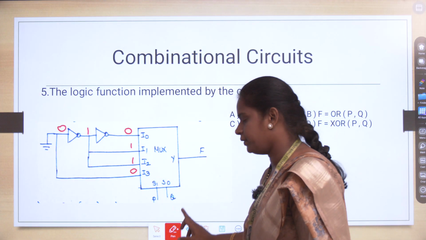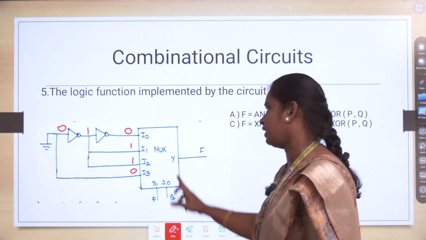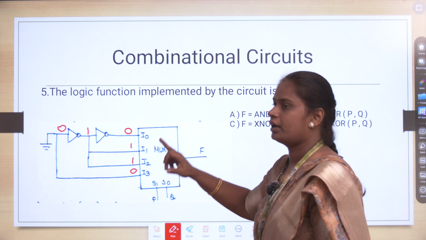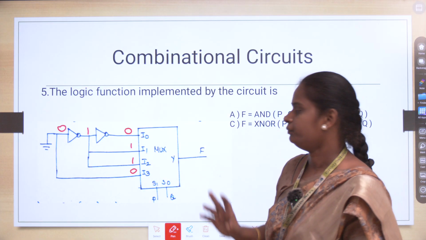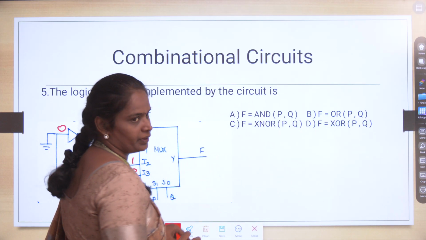Depending upon your P and Q values, that is the selection lines, I0 or I1 or I2 or I3 will be connected with the output. So now we can write the equation.